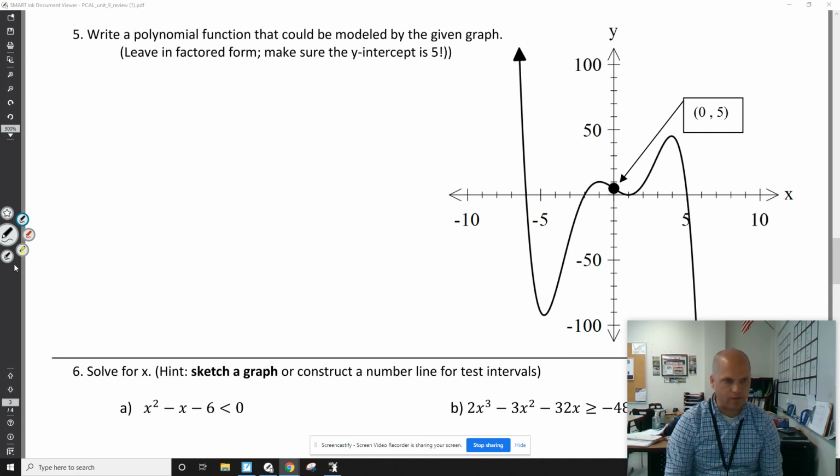All right, great. We're going to leave this in factored form. Hooray. We got a y-intercept. We got some zeros at -6, at -2, at 1, and at 5. You can just use y here. It doesn't say to pick something.